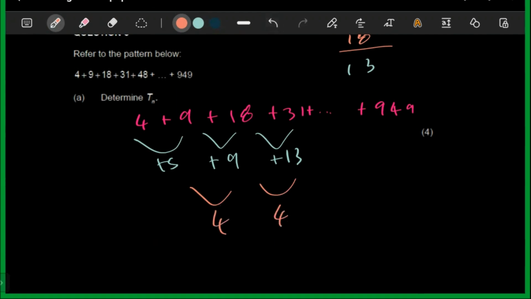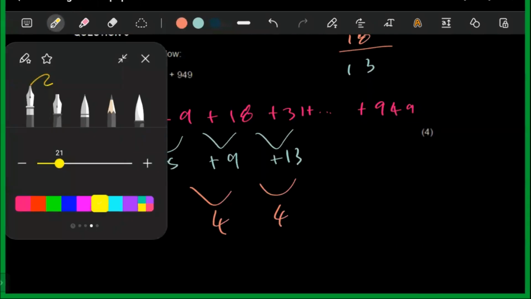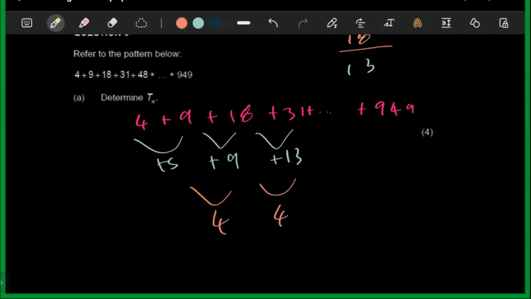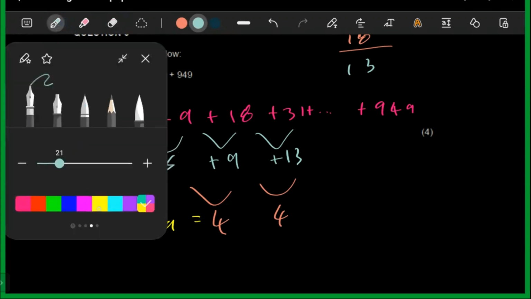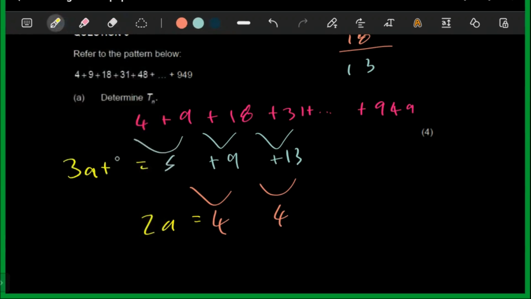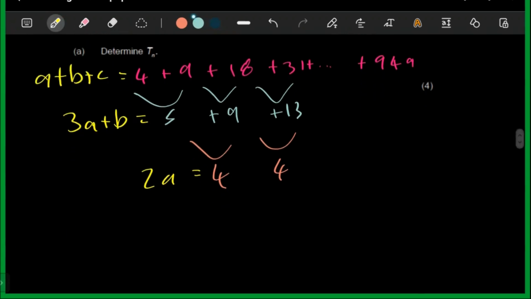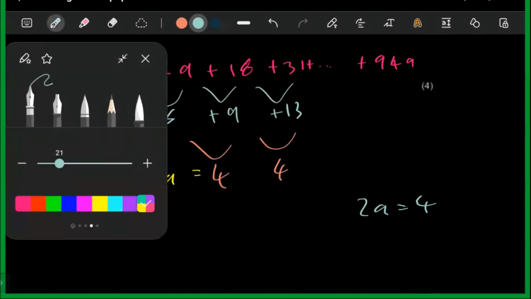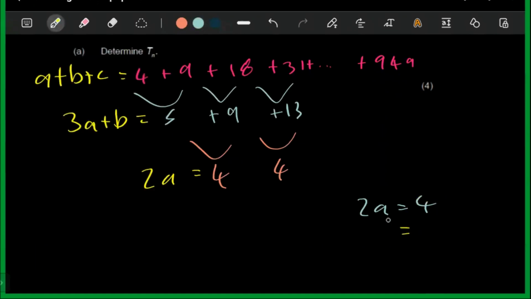But anyways, it says determine Tn. If you're going to determine Tn, you obviously have to do all we have just done now. You have to see the sequence of first differences and the common difference, so that you start from the bottom and say this is equal to 2a. This 5 here is equal to 3a plus b. This is equal to a plus b plus c. So 2a is equal to 4. Divide by 2 on both sides, a is 2.